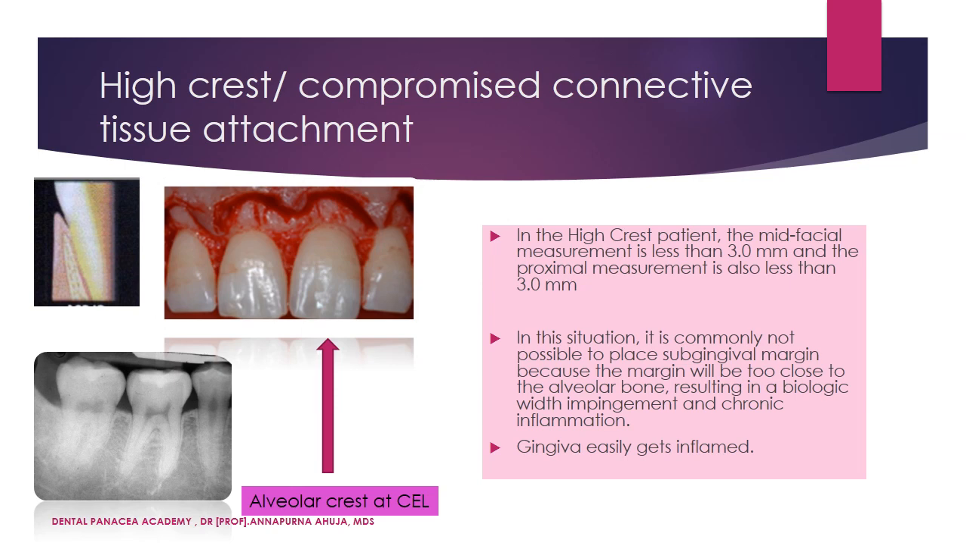So what do you understand by high crest or compromised connective tissue attachment? High crest means there is hardly any space for biological width. The alveolar bone crest is exactly at the level of the cemento-enamel junction. So in this situation, it is commonly not possible to place a subgingival margin because the margin will be too close to the alveolar bone, resulting in biological width impingement and chronic inflammation.